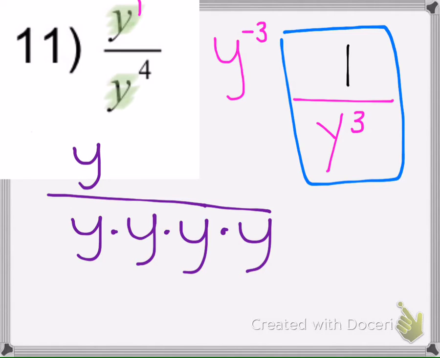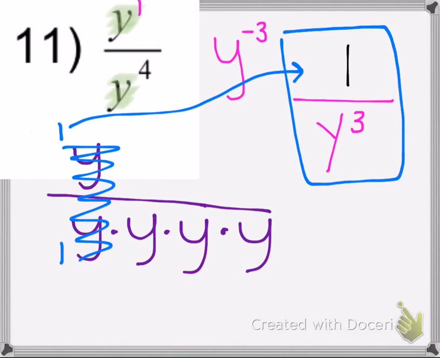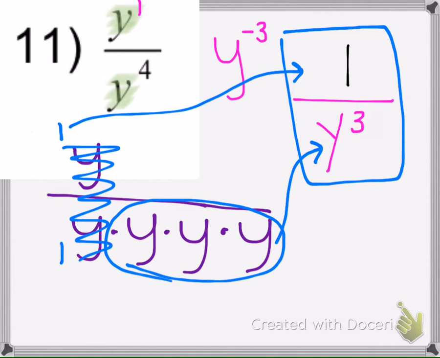So if we want to see this visually here, we'd have a y on the top, and then we'd have 4 in the denominator, and this is going to cancel because it makes 1. And you could see this is going to make 1. That's why we have to put that 1 there. And then we have y times y times y in the denominator, and that's where the y to the 3rd power came from.